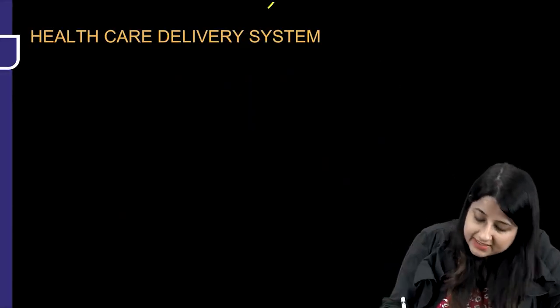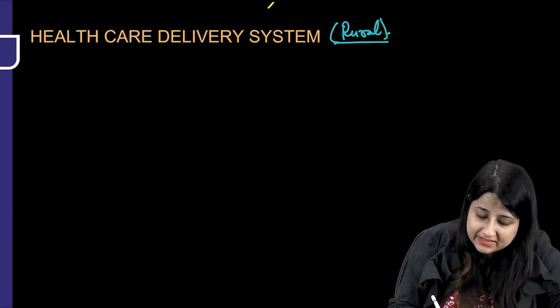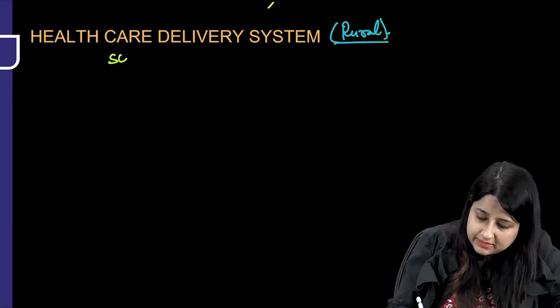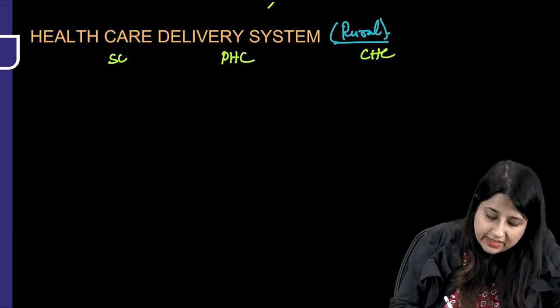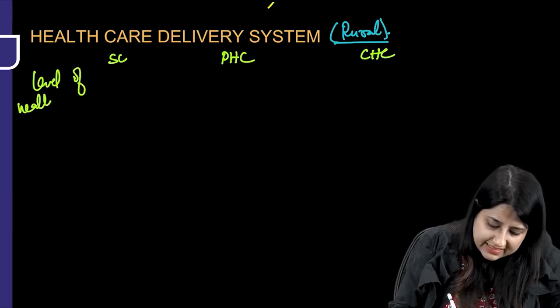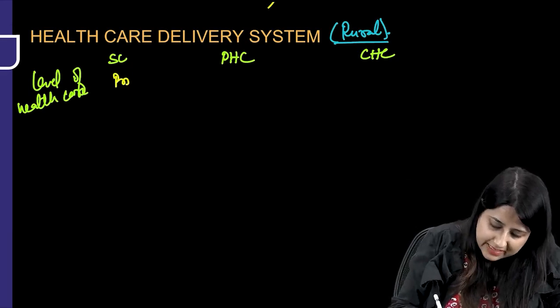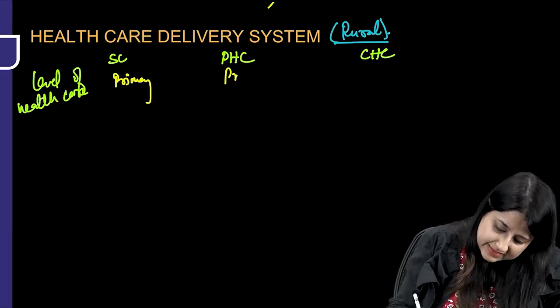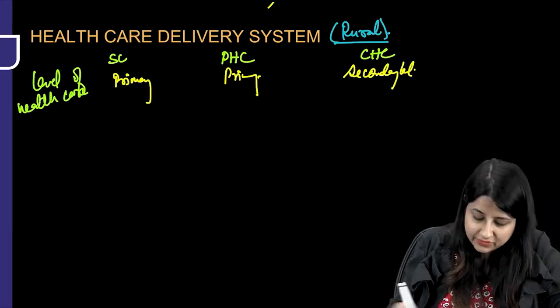Okay, now let us start with the first one, rural areas. So we'll just do a comparison of sub-center, PHC and CHC. What is the level of healthcare? The first question, what is the level of healthcare provided by sub-center? So we all know this is primary level, PHC also primary level, CHC is providing us secondary level of healthcare. Okay, that's the first question.